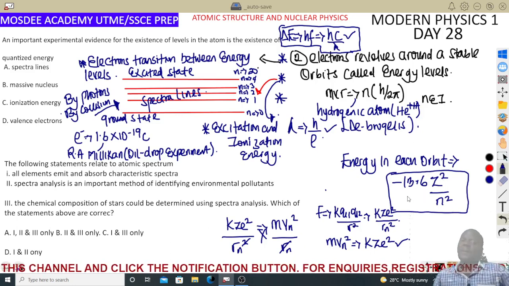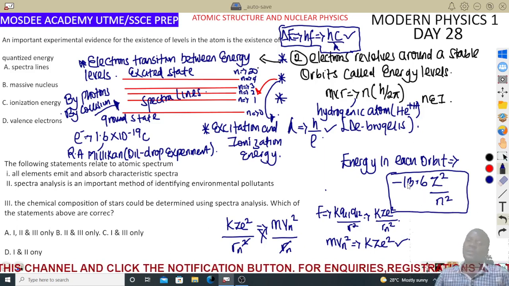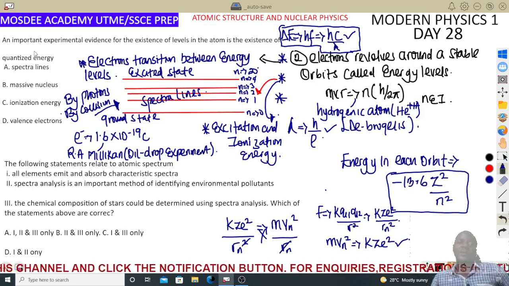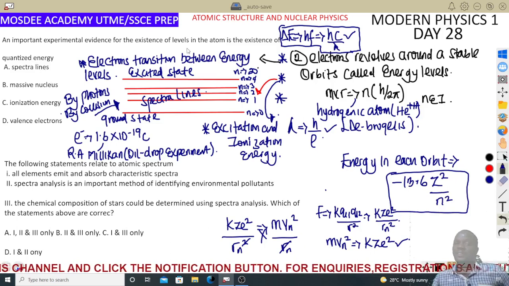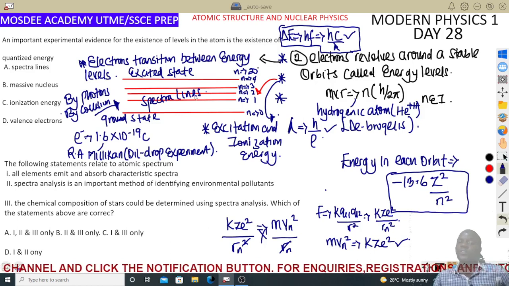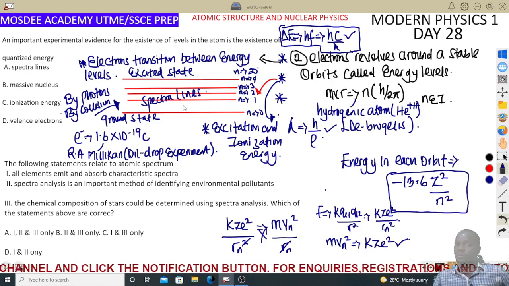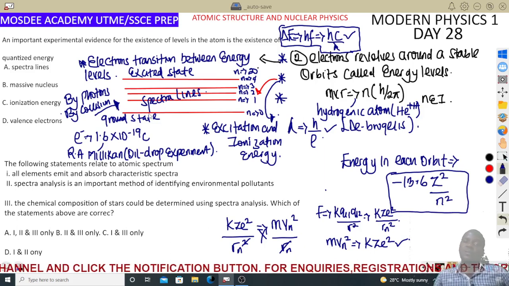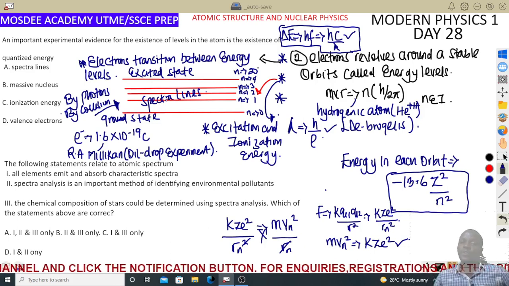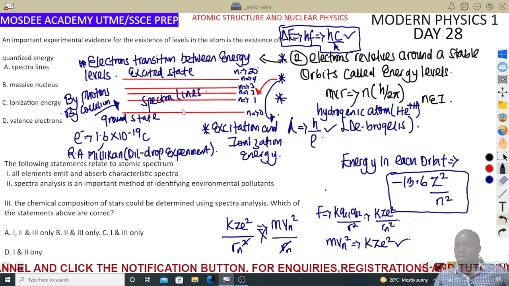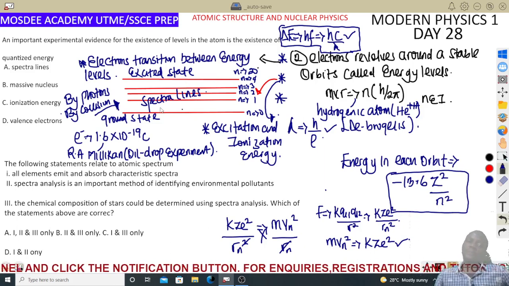So guys, that is all about this for now. Let's focus on the question. From the question, we'll still talk more about other things you need to know. The first question: an important experimental evidence for the existence of energy levels in an atom is the existence of quantized energy of spectral lines. That is what proves to us that electrons transit from one point to another when they move from ground to excited state. Please also note that a lower energy is more stable than a higher one. As in, n equals 1 is more stable than n equals 4. Please keep that at the back of your mind.